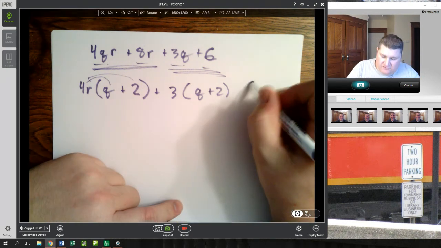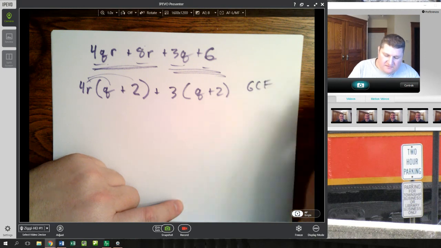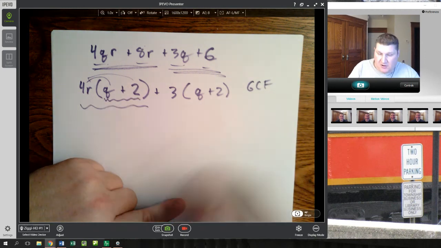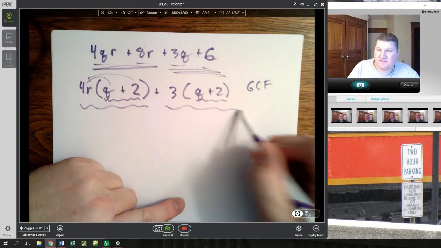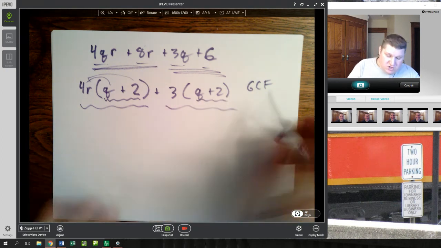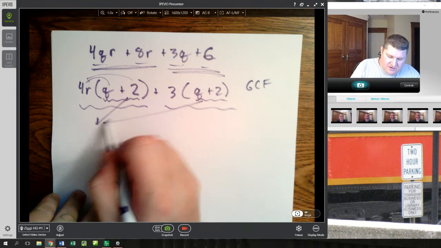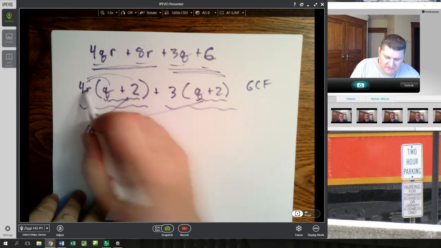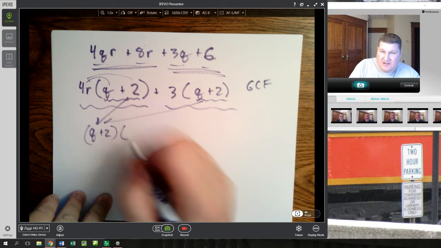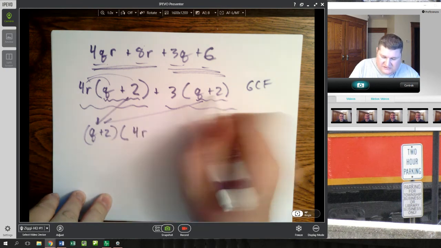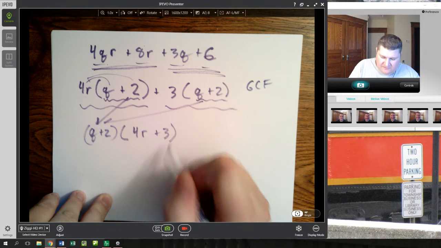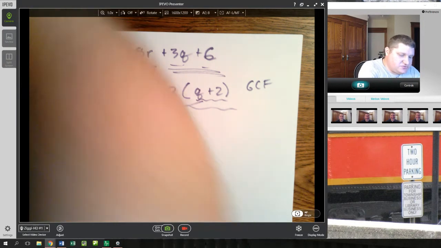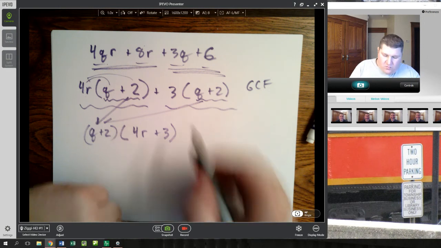In this case, we have a greatest common factor. And that is, do I have a Q plus 2 in this part and a Q plus 2 in this part? I do. So could I take the Q plus 2 out front? Leaving what's left if I take a Q plus 2 out? 4R. What's left over here? Plus 3. And so by working these together, I actually have simplified this way, way down.